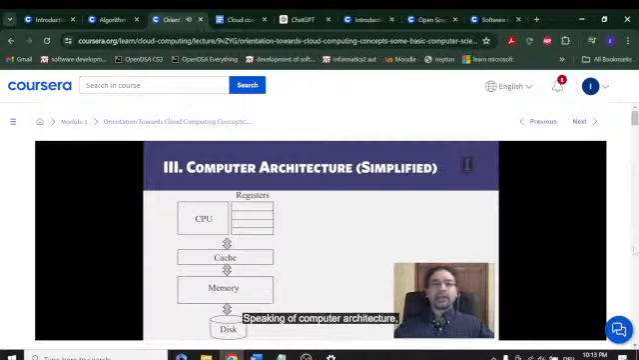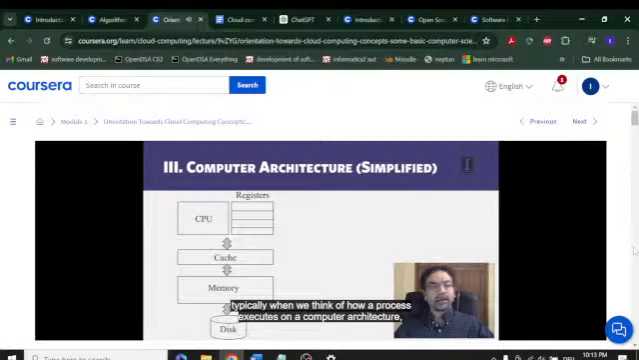Okay, speaking of computer architecture, let's discuss a simplified version of computer architecture. Computer architectures today can be very complicated, but typically when we think of how a process executes in a computer architecture, we can think of a simplified view. So there's a CPU which executes the actual instructions which are present in your code. There are also a bunch of registers that are co-located with the CPU. These are small pieces of memory that can be accessed very quickly by the CPU. Typically, there's only a small number of registers, not more than a few tens of registers.